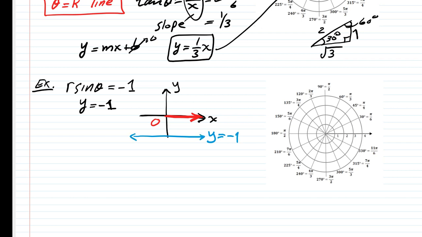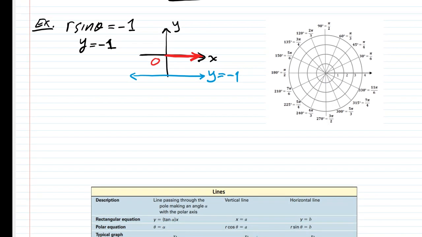All right, and if I was going to do this on my grid here, I'm saving my grid for another example, but if I was going to do it there, -1 would be here below the x-axis, and that's going to be the graph. You see that? That's the graph of y equals -1. All right. Now let's take a look at another example.